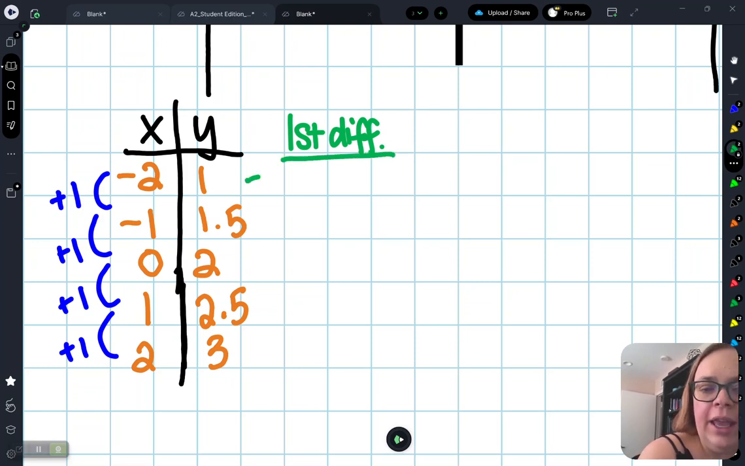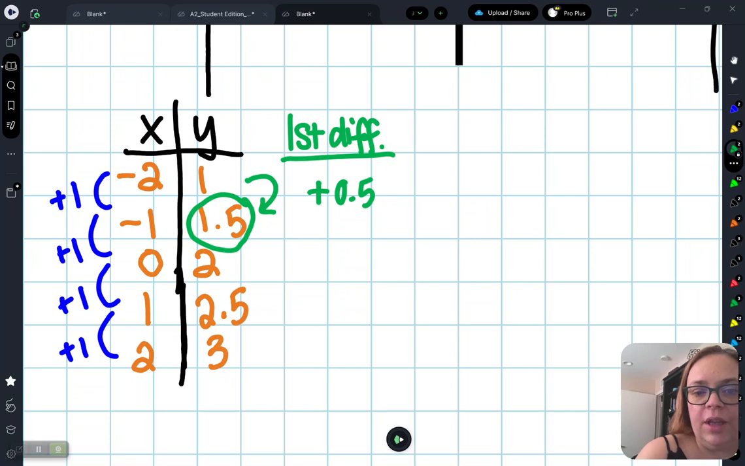So how do we get from 1 to 1.5? Sometimes you could just look at it and go, okay, I added a half. It went up a half. If you're not sure, you can take one y value and subtract it from the previous value. So 1.5 minus 1 gives us the half that way too.